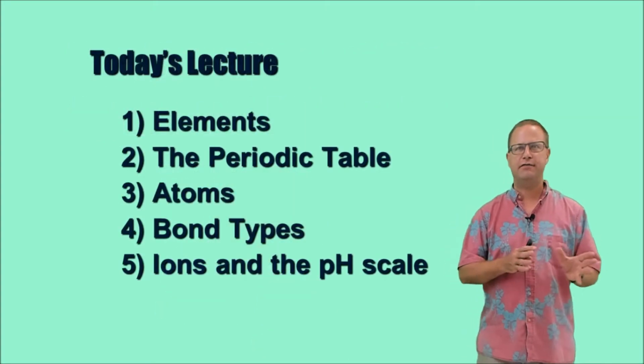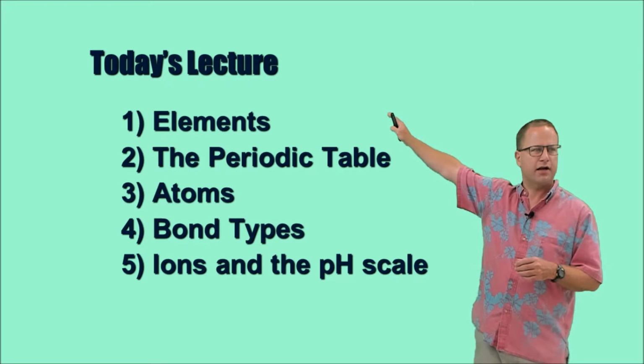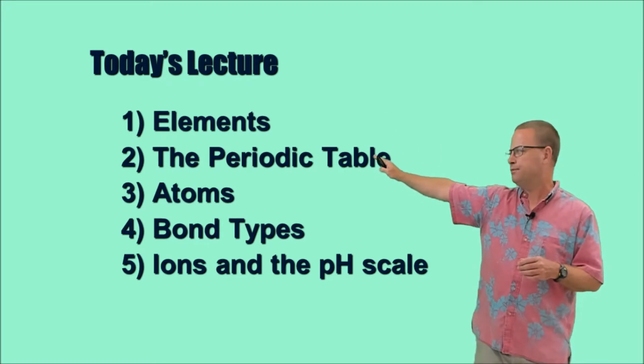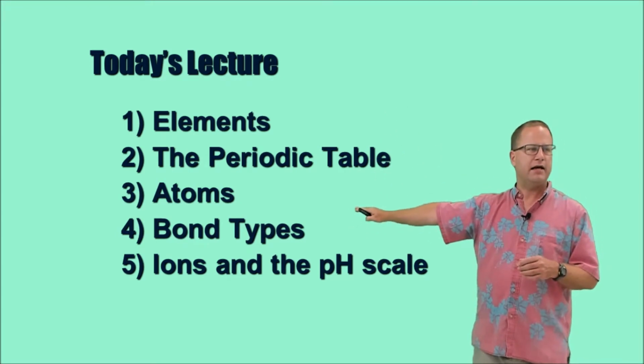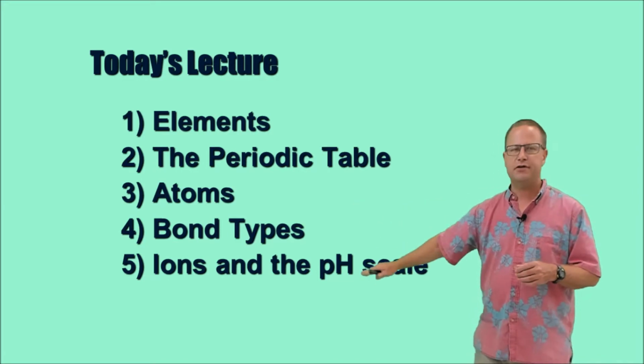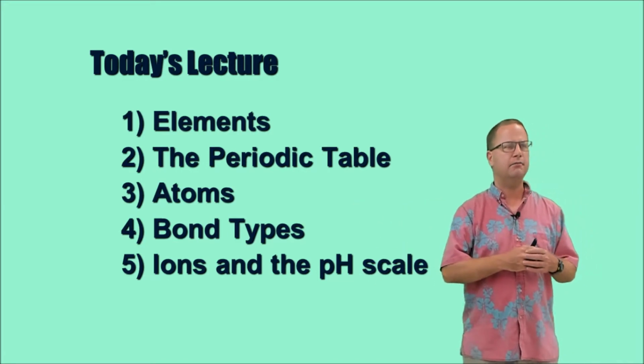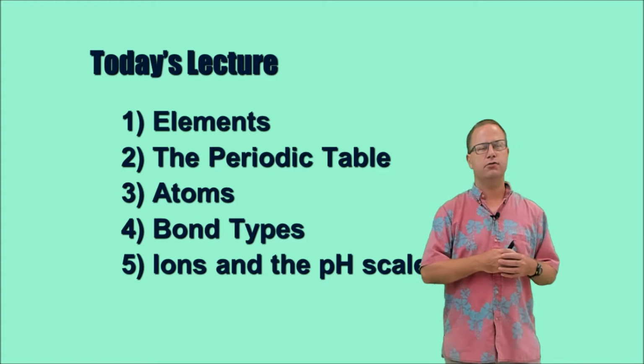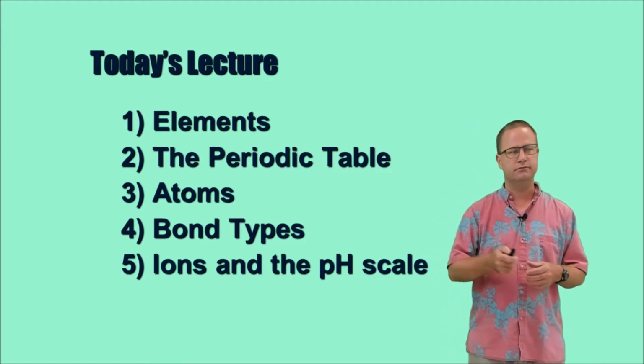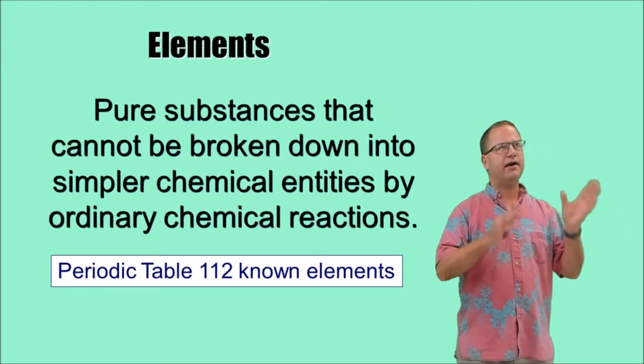This lecture has 5 different topics. We're going to talk about elements to start out with. We'll show you the periodic table. We're going to go through and talk about atoms and subatomic particles. We're also going to talk about ionic bonding and covalent bonding, and we'll wrap up this lecture with a discussion of the pH scale.